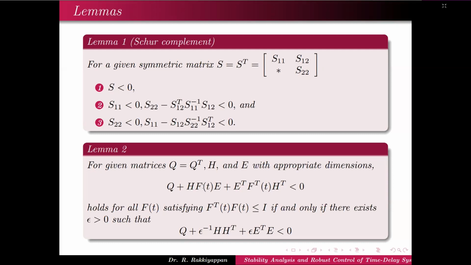So we want a system having time dependent matrices. We want to eliminate those time dependent matrices with this form. Then this can be removed, with the condition F transpose of t, F of t less than or equal to I imposed on this. Then we can get this kind of inequalities. So therefore, we can easily study the robust controllability for the given uncertain systems.